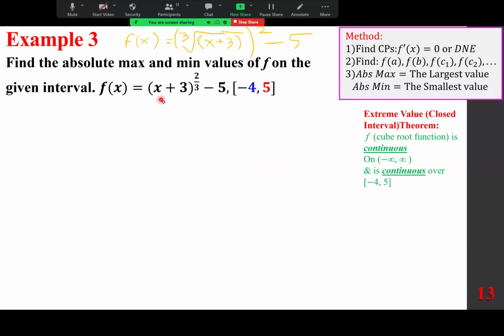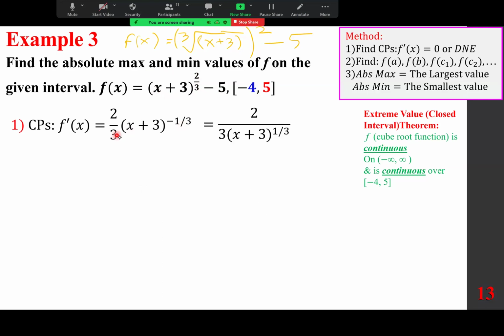We are going to differentiate this. The first step is finding f prime of x. 2/3 times (x plus 3) to the power of 2/3 minus 1, or negative 1/3, times the derivative of the inside, which is 1, and negative 5 is just a constant. So differentiation shouldn't be a big deal. And we rewrite this by putting this underneath and making it to the power of positive 1/3. So we found f prime of x as 2/3 over (x plus 3) to the power 1/3.